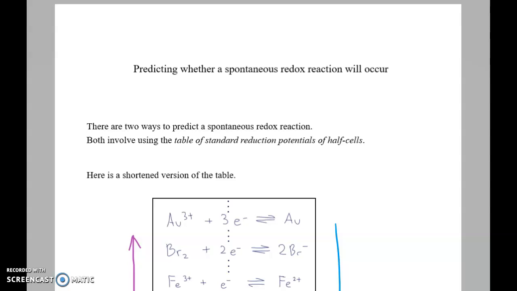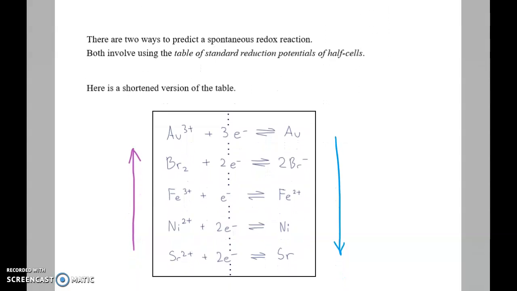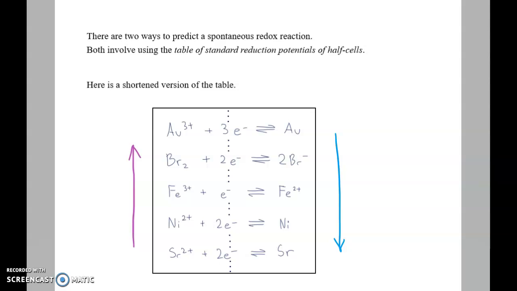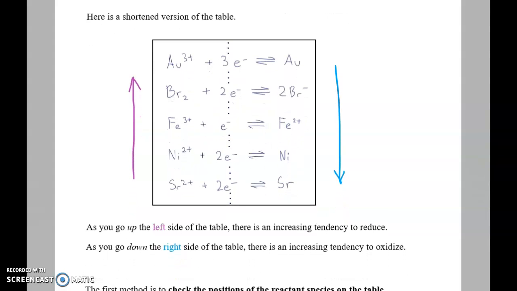I will be explaining how to predict whether a spontaneous redox reaction occurs or not. There are two ways to do this. Both involve using the table of standard reduction potentials of half cells. I've drawn up a shortened version of the table here.